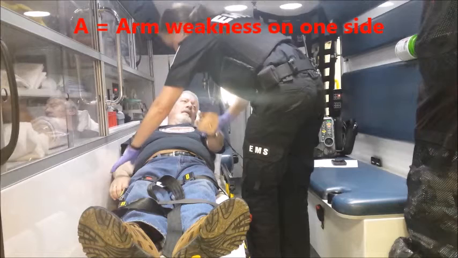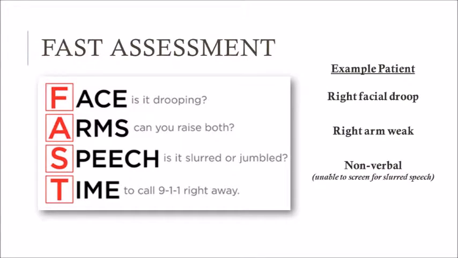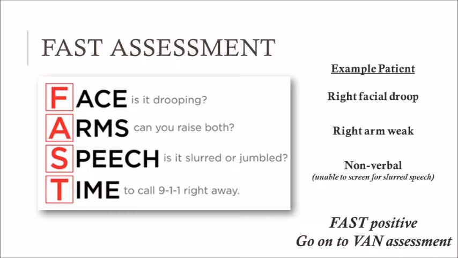Okay, good. Based on that video, we could see there was a simulated right facial droop. His right arm was weak and he was nonverbal in his speech. So even though it was hard to differentiate if he had slurred speech, we wouldn't really count that. So he was FAST positive, so we'd then go on to the second part of our assessment with VAN.